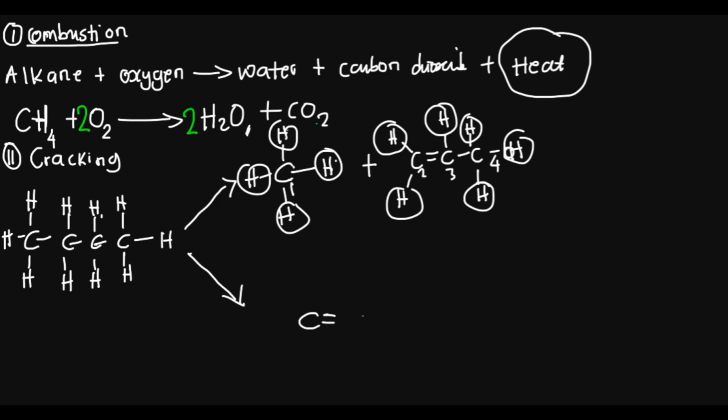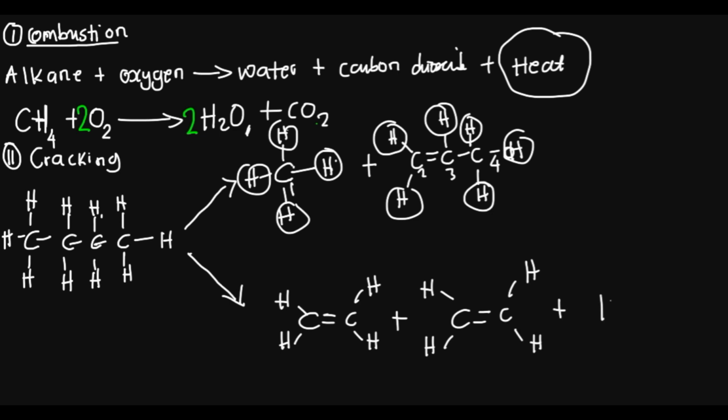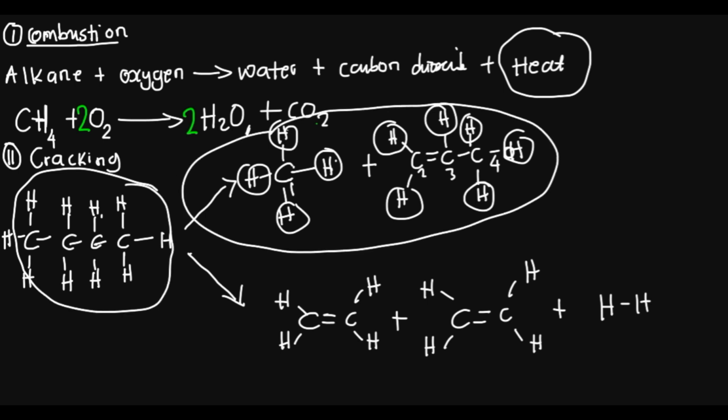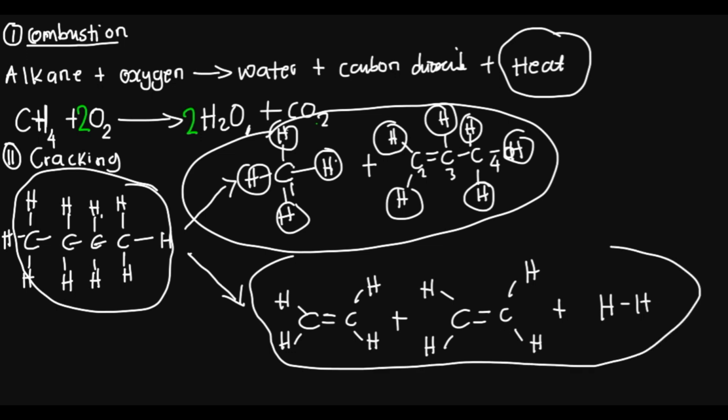Then the other products that we can get from butane, we can also get products like ethene. We have double bonds here, so ethene plus another ethene. Then we can see that we have 8 hydrogen plus hydrogen. So this is what we call cracking, where you have 1 molecule but you make 2, or sometimes 3 products that are simpler than the parent one.